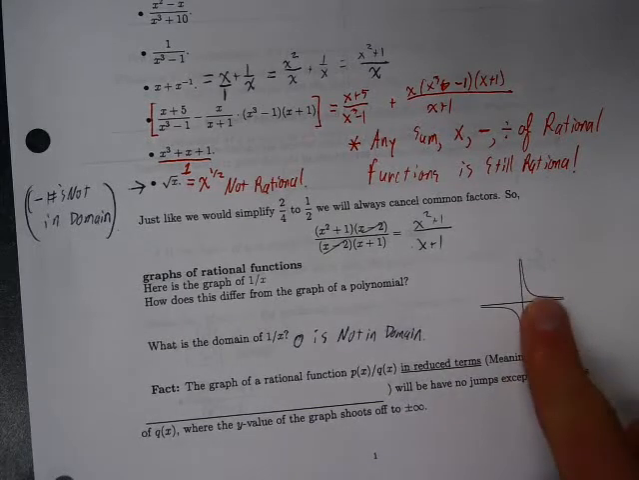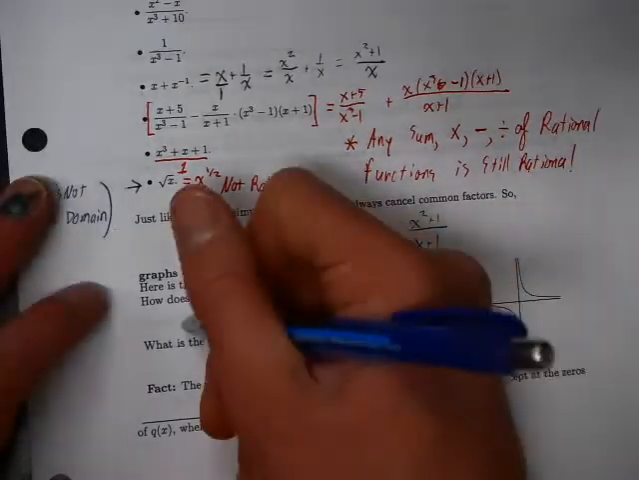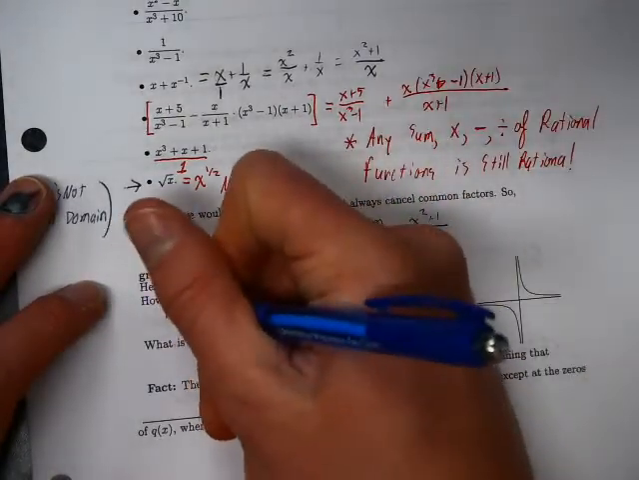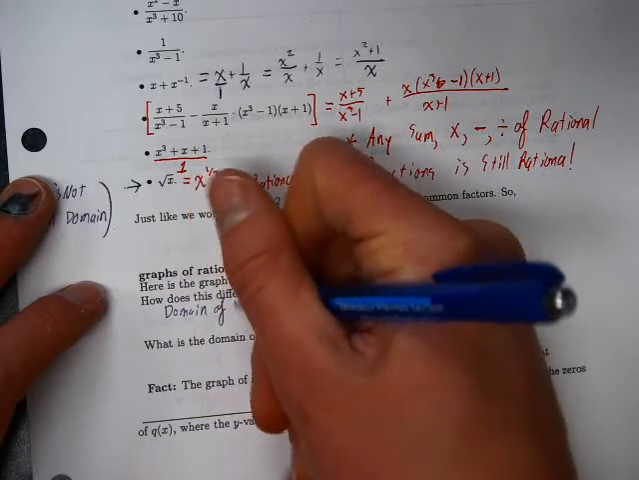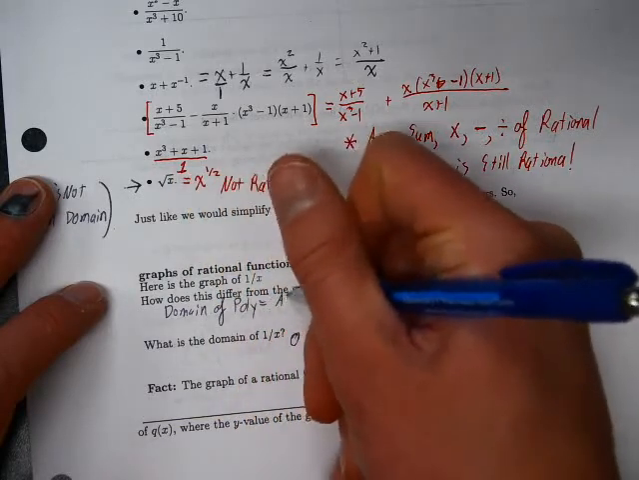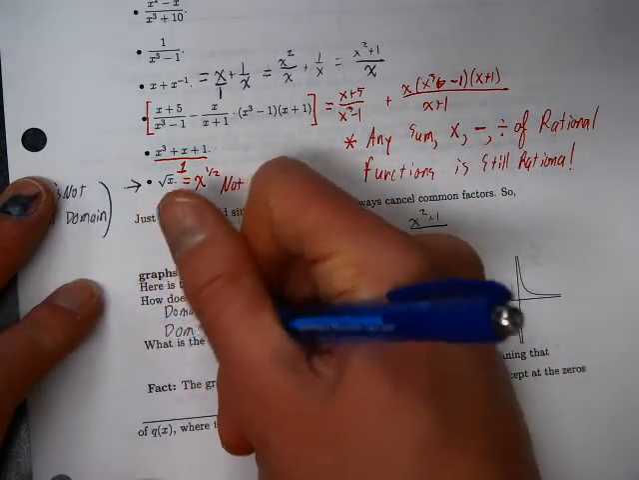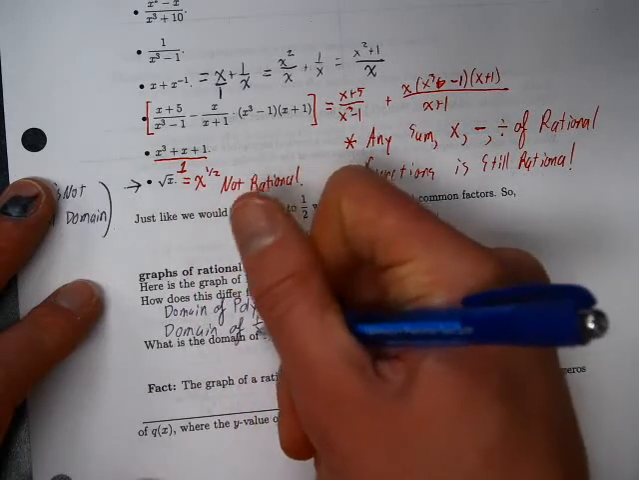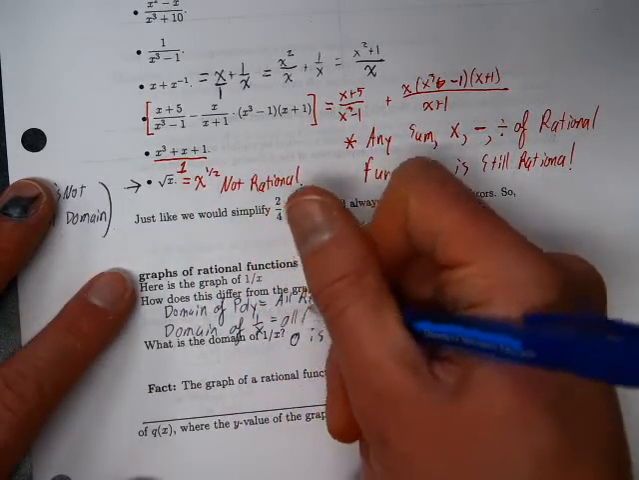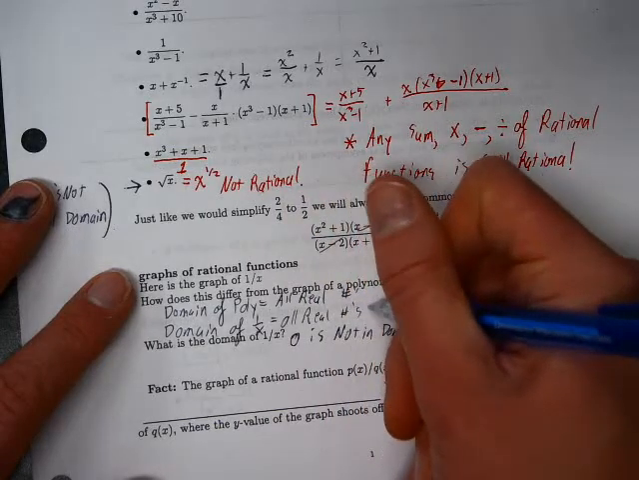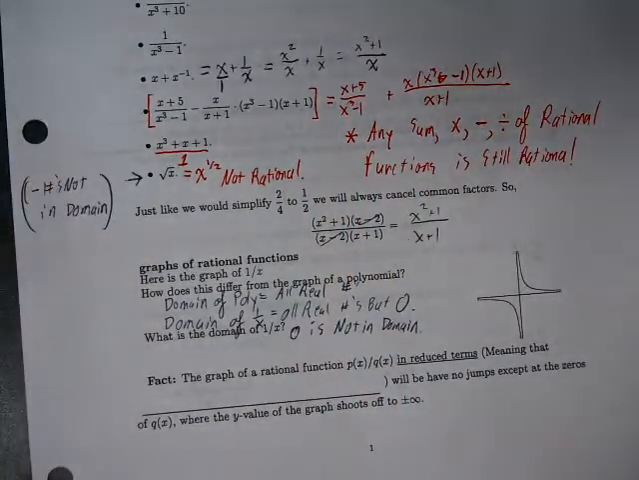So one difference between this and the graph of a polynomial: the domain of a polynomial is all real numbers. The domain of 1 over x is equal to all real numbers but 0. So that's a really descriptive way of saying that it's not a polynomial. What are some other differences between this and the way you would expect the graph of a polynomial to look?